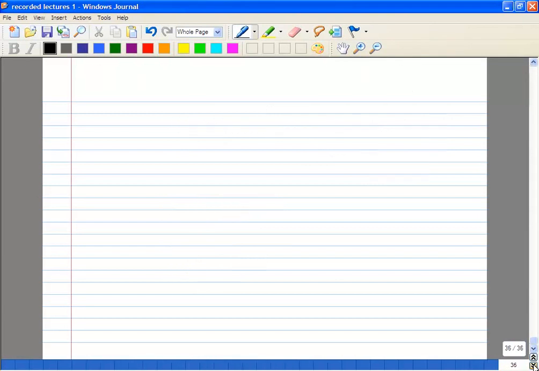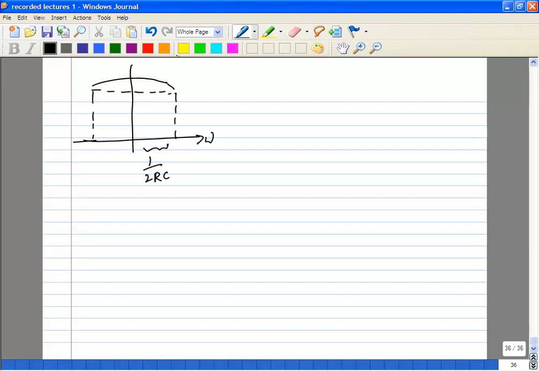So if you try to plot the admittance around resonance, so you have omega, and the impedance goes something like this, and we know this is 1 over 2 RC, and let's say we're looking at the 3 dB bandwidth. Let me make this a little bit bigger.